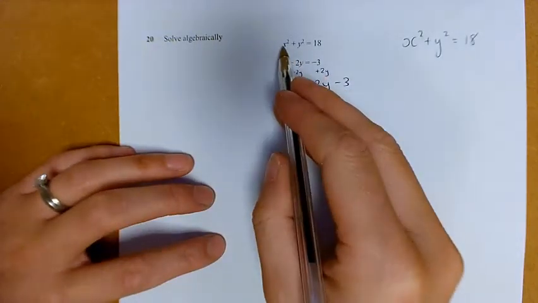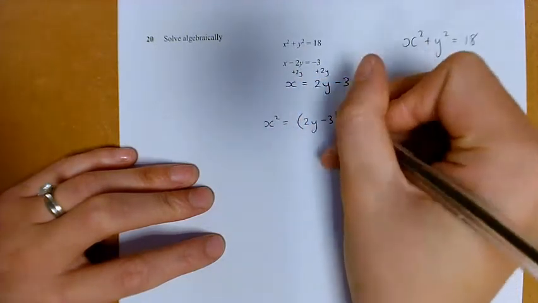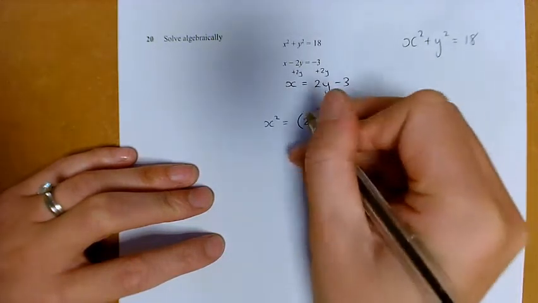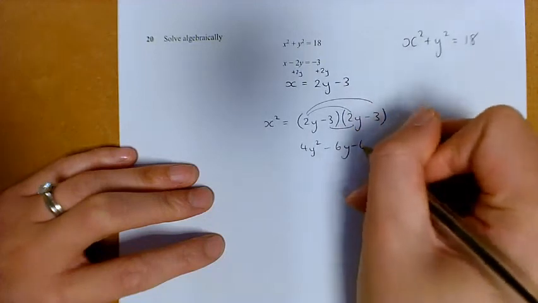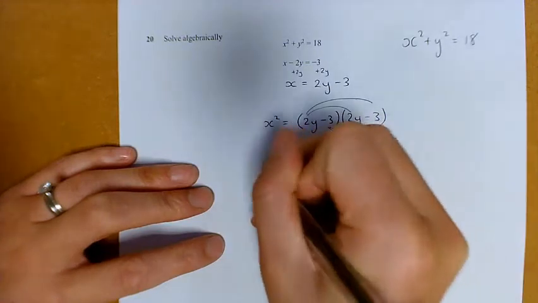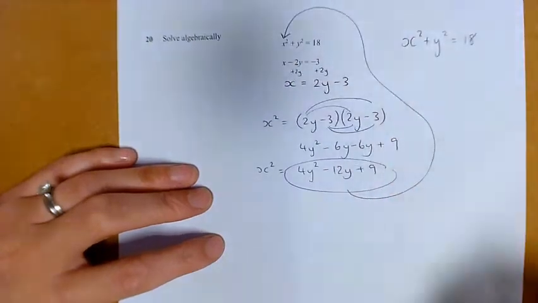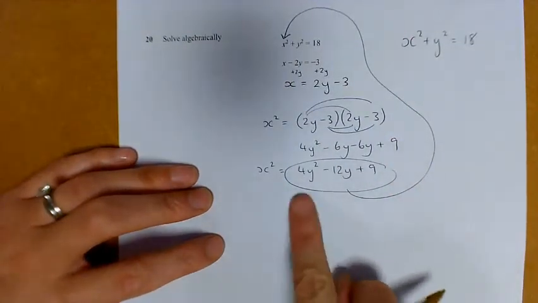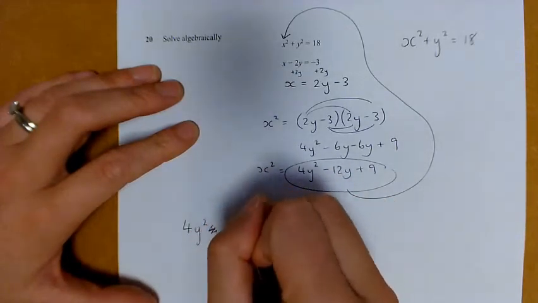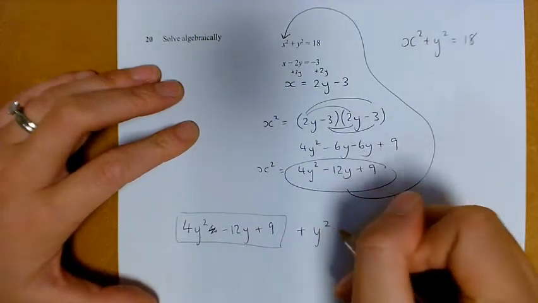And I can now go ahead and find out what x squared is. So x squared is going to be 2y minus 3 all squared, and to do that I need to write it out twice. 2y times 2y is 4y squared, minus 6y, minus 6y, add 9. So 4y squared minus 12y, add 9, and that is what x squared is. We can now put that in to here. So instead of writing x squared, I can now write this. So I'm going to write 4y squared minus 12y, add 9. That's my x squared. Add y squared equals 18.